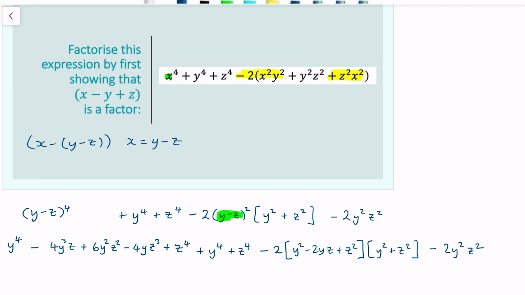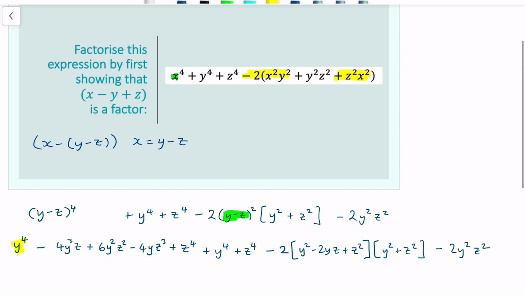Okay, if we look at the y to the 4 terms, we've got a y to the 4 there, a y to the 4 term there, and a y to the 4 term there taken away, multiplied by minus 2, so those all cancel. Then we've got a z to the 4 term there, a z to the 4 term there, and a z to the 4 term there with a minus 2 in front of it, so those terms cancel. So it's just saving us a little bit of work here.